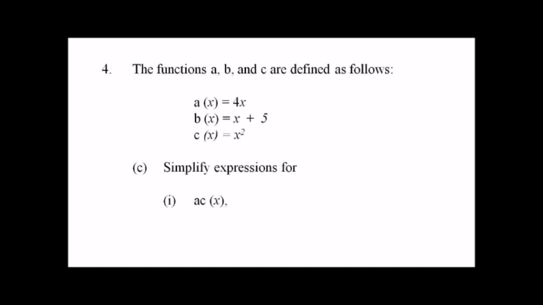And we move on to 4c, dealing with the same functions, a, b, c. And c says simplify expressions for, this is the first part, ac(x). So composite function again. So work out c(x), that would be x², and put that into the function for a(x), and see what answer you will get. You'll get an expression. Okay, write that. Composite functions are straightforward. Once you work one part, then you plug the answer into the next part, and then you're all set.